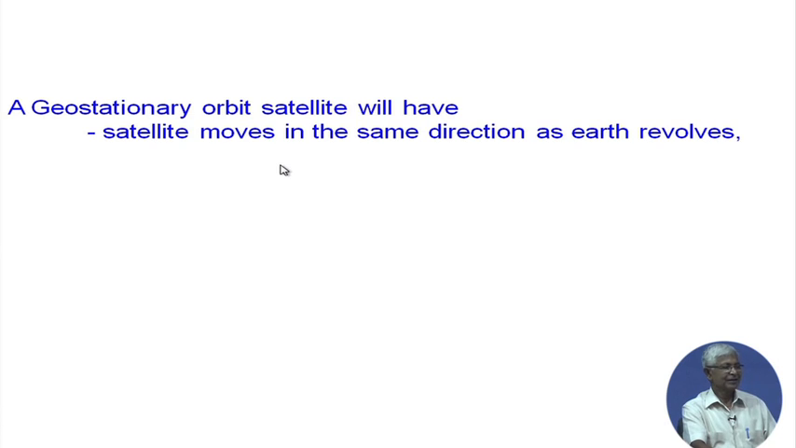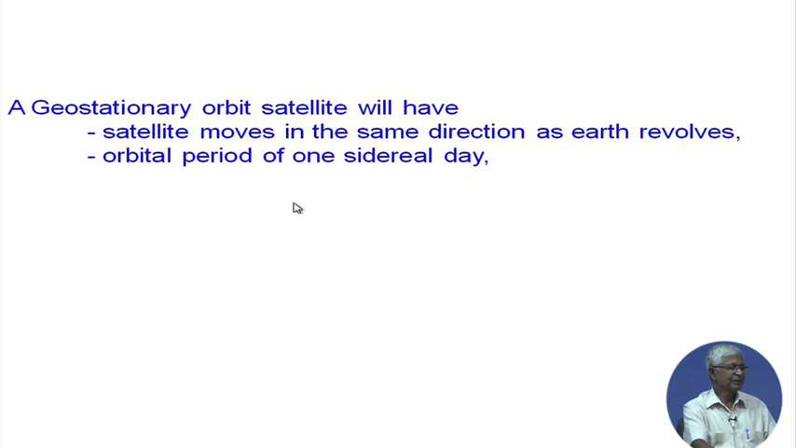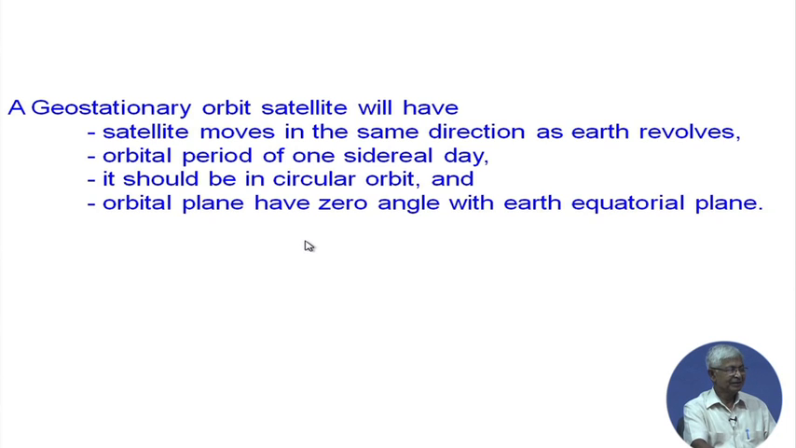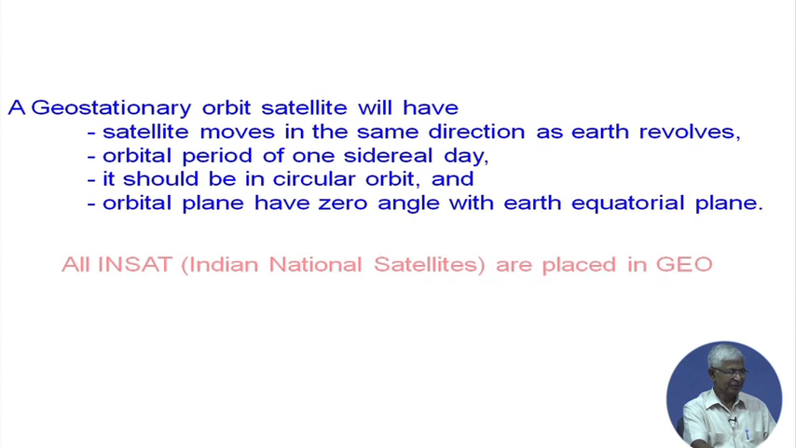Welcome again. Let us try to recollect where we last time stopped. We were talking about the geostationary orbit of a satellite. By definition, a geostationary orbit has the satellite moving in the same direction as the Earth revolves, with an orbital period of one sidereal day. It should be in a circular orbit, and the orbital plane has a zero inclination angle with the Earth's equatorial plane.